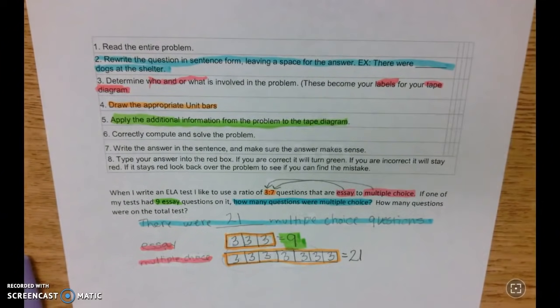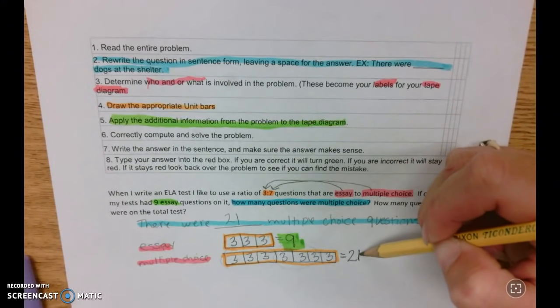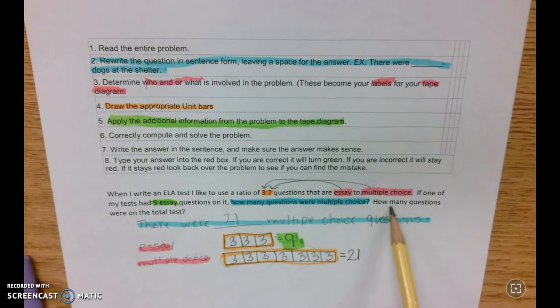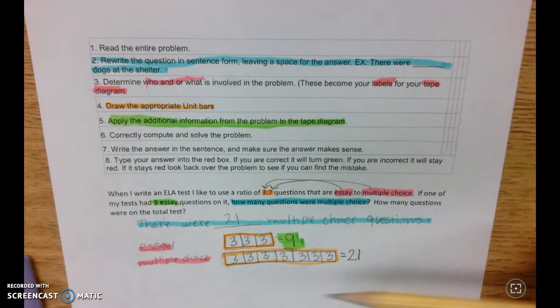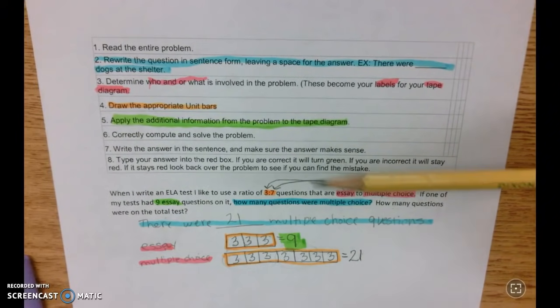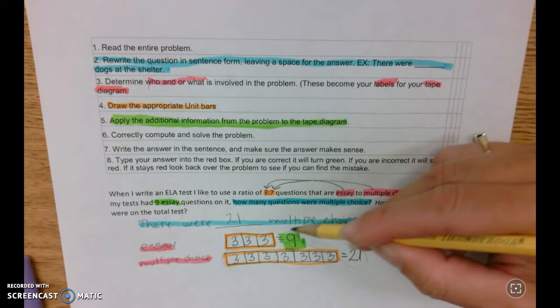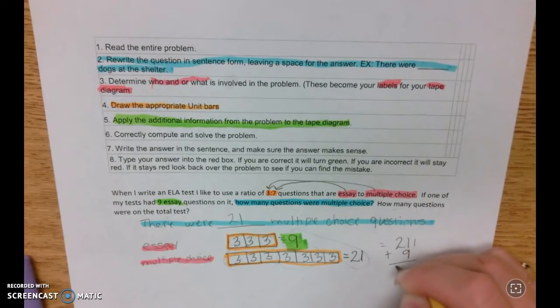Again, thinking about what we said earlier, this needs to be a little bit more than double. 18 would be double, 21's a little bit more than that, so it does make sense. In this question, we have an additional question to answer. How many questions were on the total test? Again, these tape diagrams help us to see the total items as well. Because the test is made up of essay questions and multiple choice, I can get the total by combining all of them together, which means 9 plus 21 equals 30 total questions.